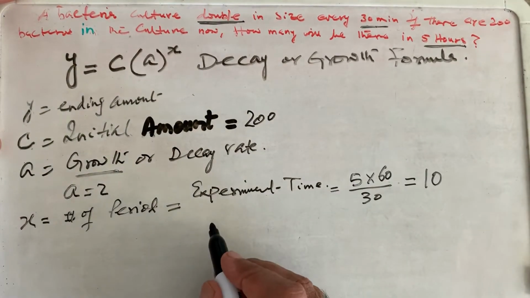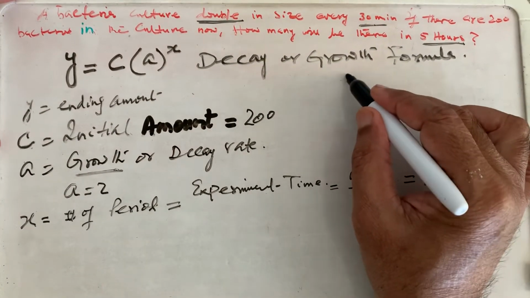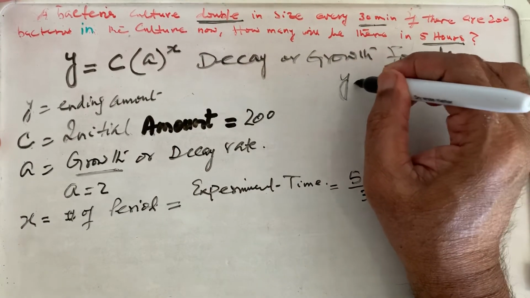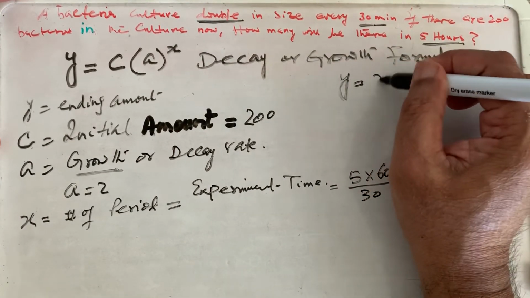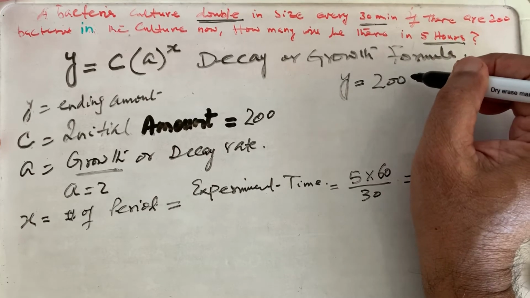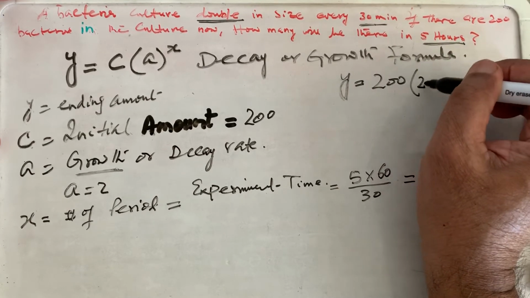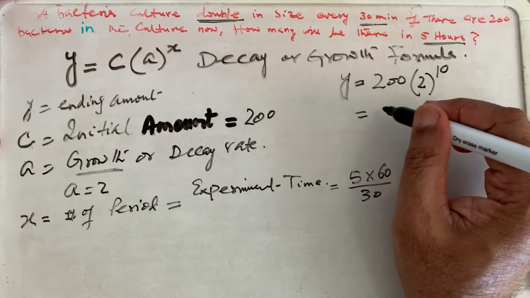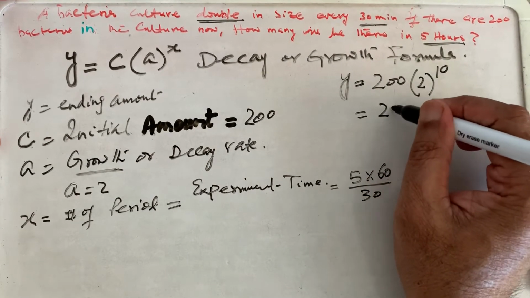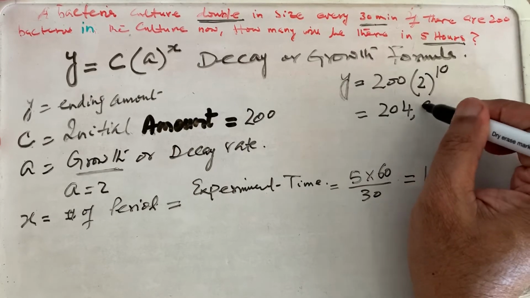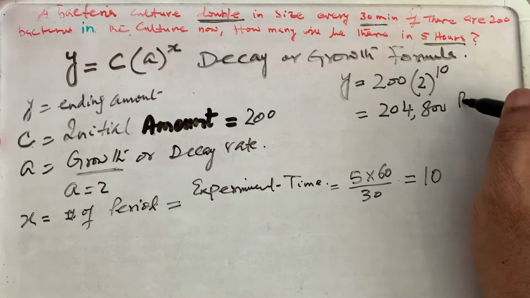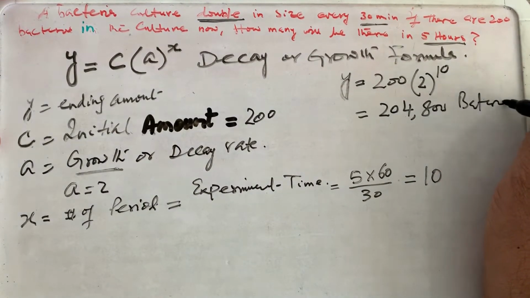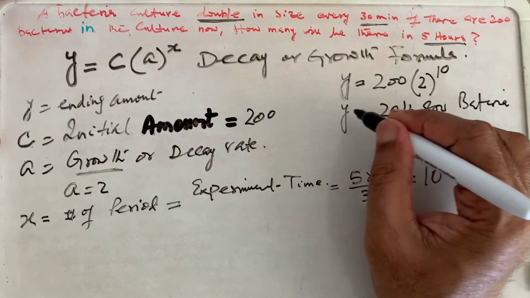What we have: y equals 200, which is my c value, times 2 raised to the power 10, which is my x. So I will simplify it. It's equal to 204,800 bacteria after 5 hours.